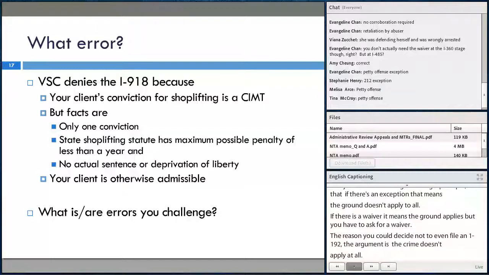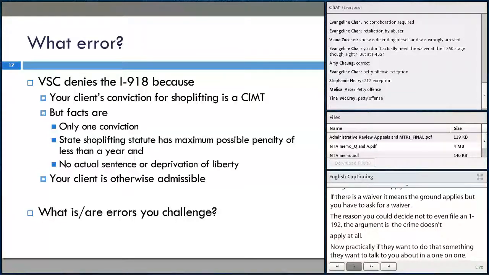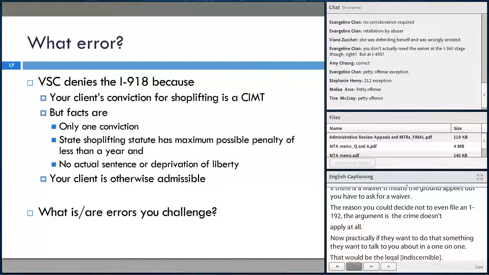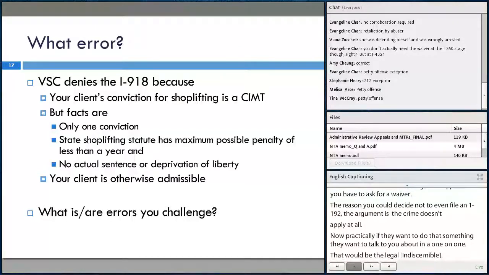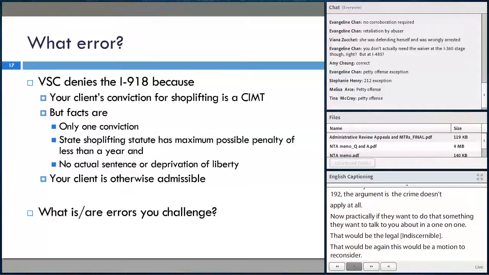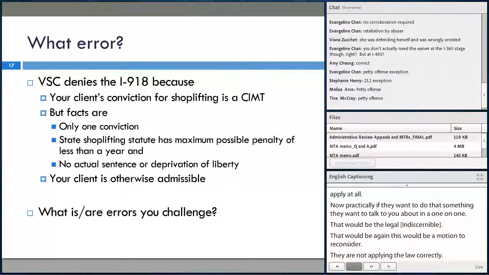And that would be, obviously, I think, again, this would be a motion to reconsider because they're not applying the law correctly, although you could perhaps fashion it as a motion to reopen and a motion to reconsider, supplementing with more evidence that the petty offense exception applies. All right.